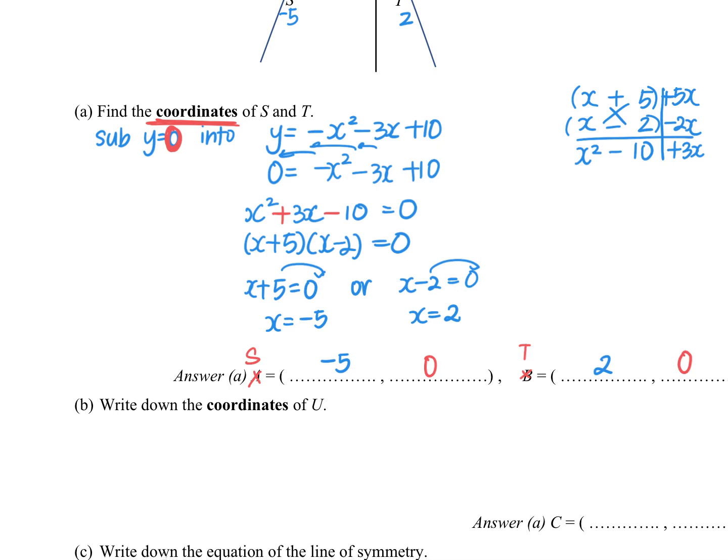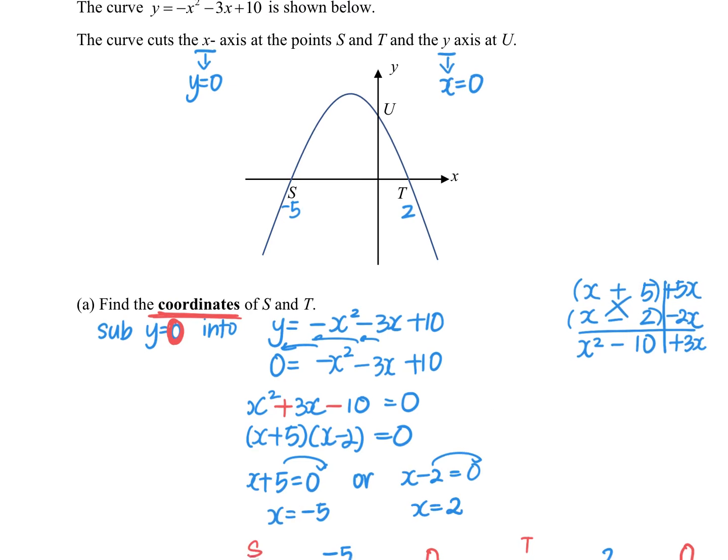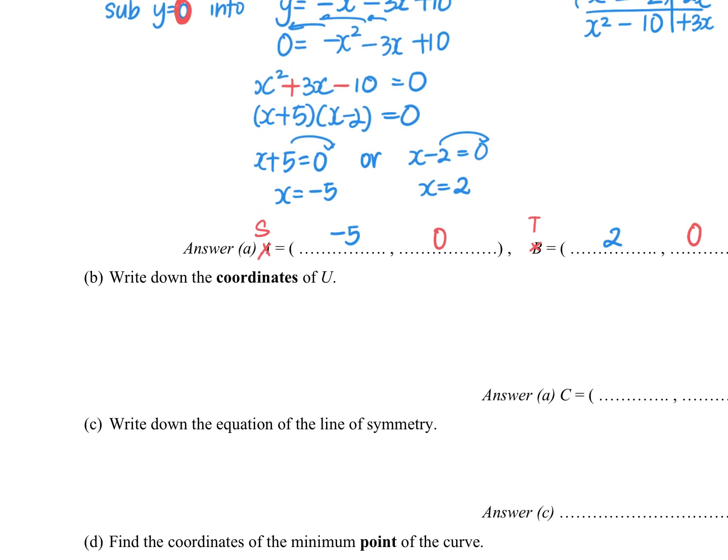Okay, next one, find the coordinates of U. U cuts the y-axis, so x is equals to 0. So we need to substitute x is equals to 0 into our equation. y equals to negative x squared minus 3x plus 10. You get negative 0 squared minus 3 times 0 plus 10. Anything times 0 is still 0. So y is equals to 10.